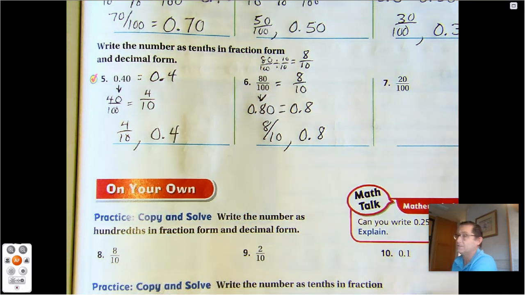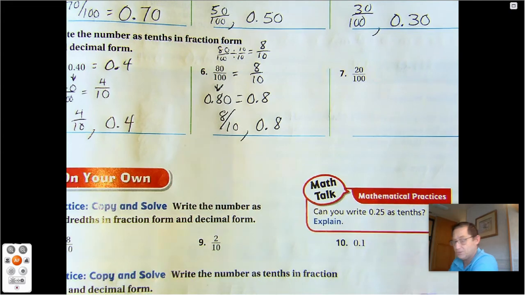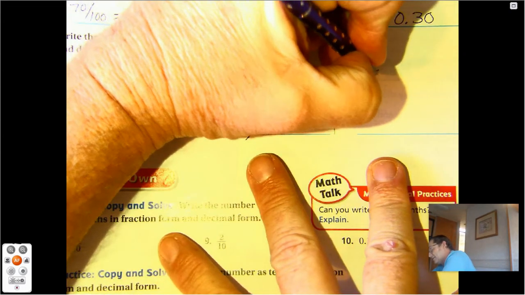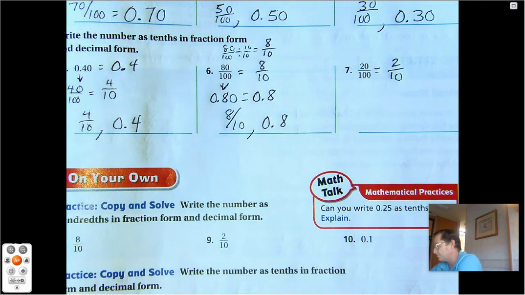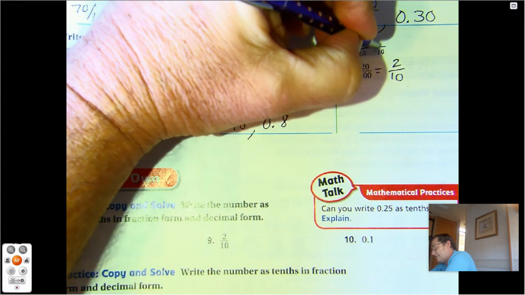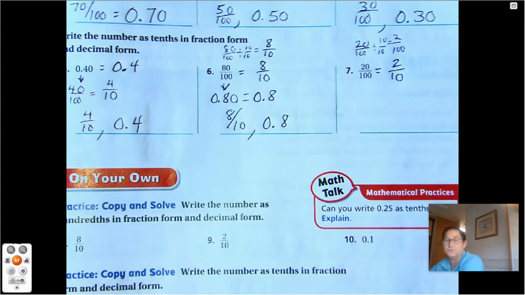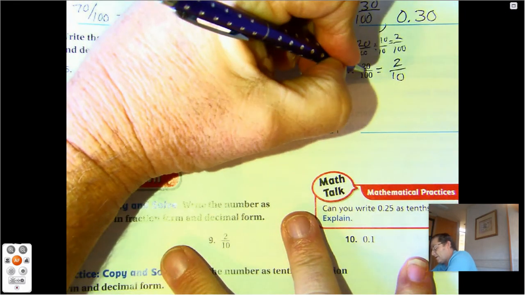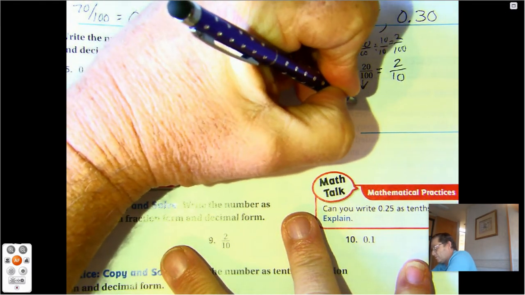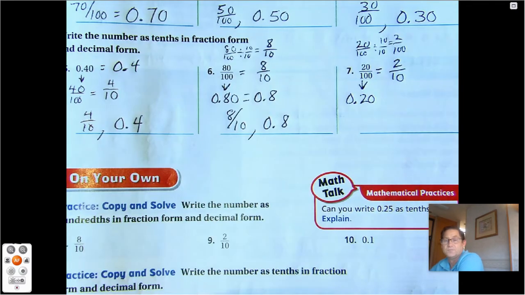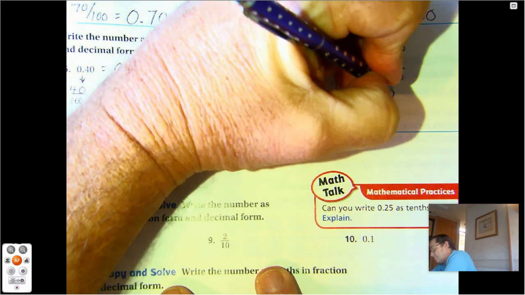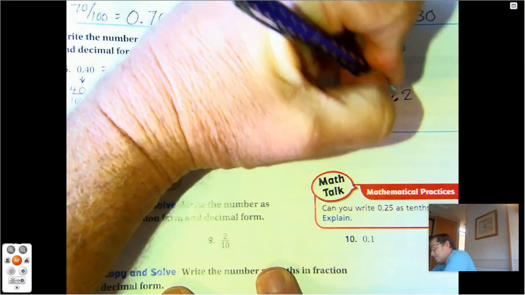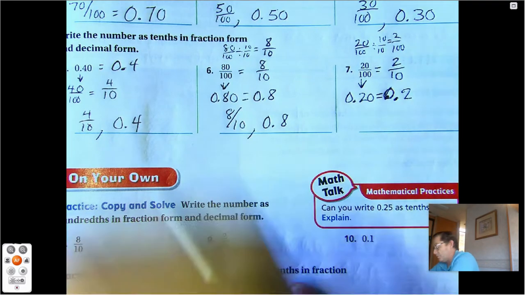20 hundredths is the same as 2 tenths. Okay, so 20 hundredths divided by 10, again, will give us 2 tenths. All right, so 20 hundredths as a decimal is 0.20, and read as 20 hundredths, which is equivalent to 0.2 or 2 tenths.